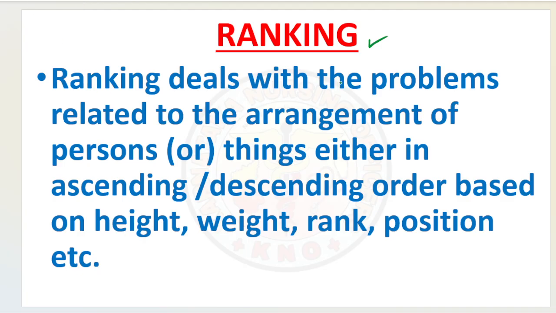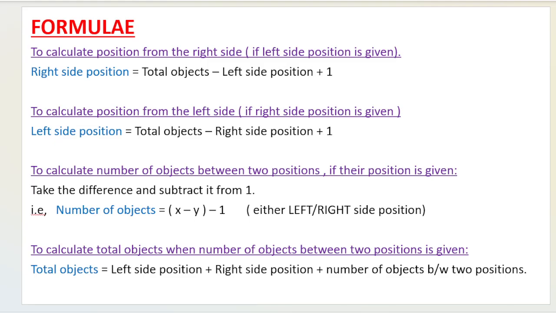Ranking mainly deals with the problems that are related to the arrangement of persons or things either in ascending or descending order based on height, weight, rank, position, etc. Okay, so this is all about ranking. Now let us have a look at the formulae. So there are mainly four formulas that come under ranking.